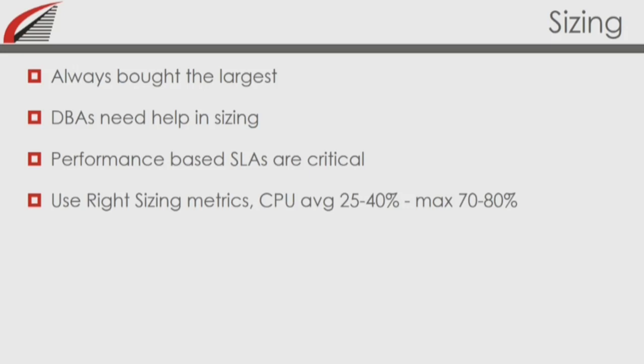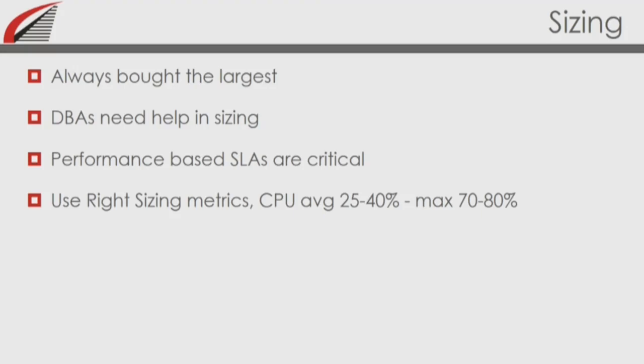So right-sizing metrics. I like to tell people I want to keep my average between 25 and 40% with my maximums in the 70, 80%. It's kind of a guess, but you're looking at your CPU utilization over time to figure out where you want to be and what it is.